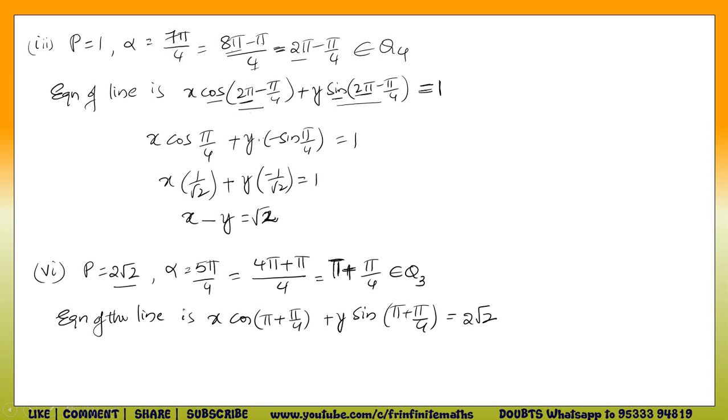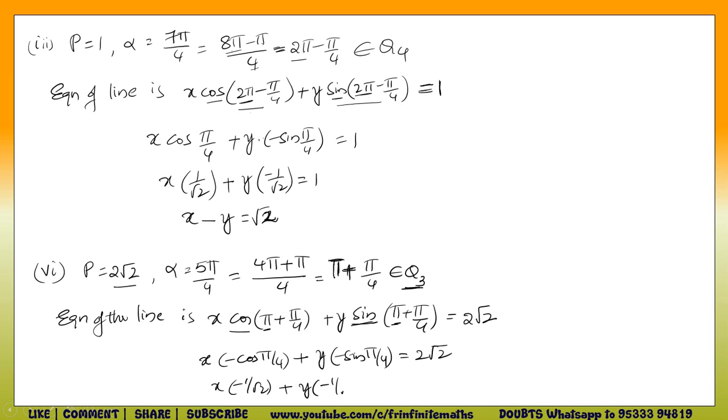Now clearly this belongs to Q3, no? So in Q3 cos is negative as well as sine is negative, and since it is pi, so cos remains as cos and sine remains as sine. Then I can write as x into minus cos pi by 4 plus y into minus sine pi by 4 is equal to 2 root 2. Now cos pi by 4 value is 1 by root 2, so this becomes x into minus 1 by root 2 plus y into minus 1 by root 2 is equal to 2 root 2.